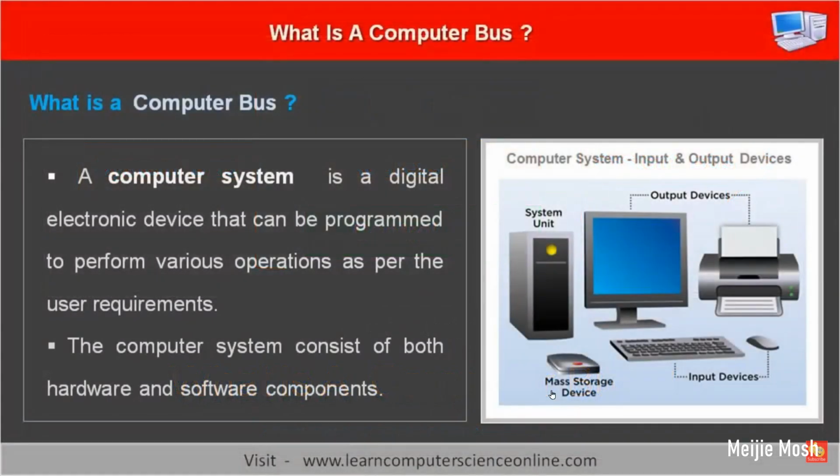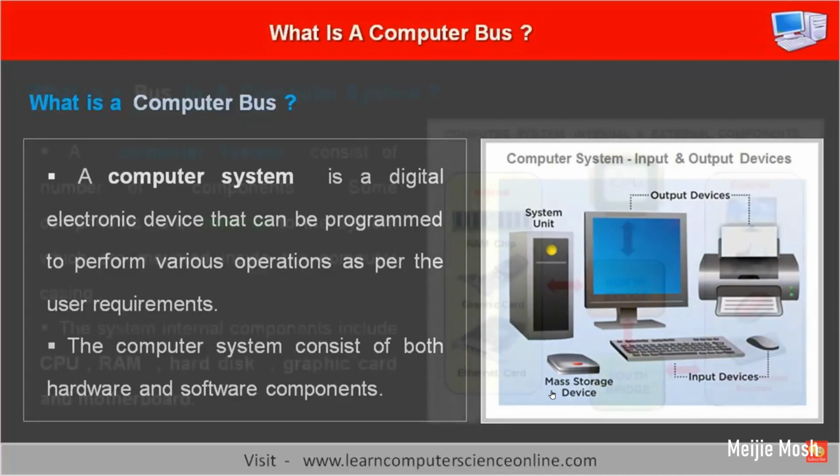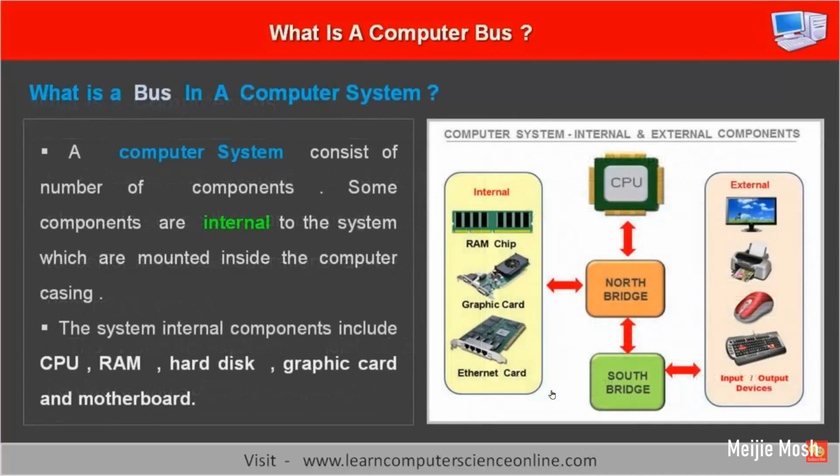In this video, we are going to discuss what a computer bus is. A computer system is a digital electronic device that can be programmed to perform various operations as per the user requirements. The computer system consists of both hardware components and software components. These hardware components can be connected either internally or externally to the computer system.